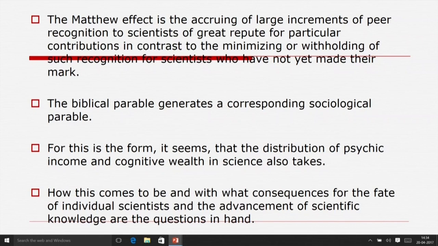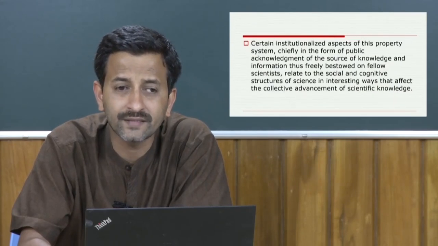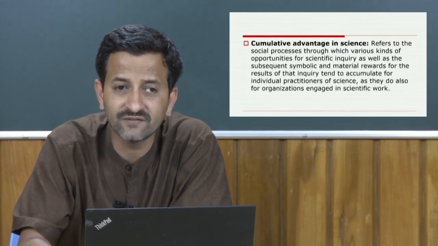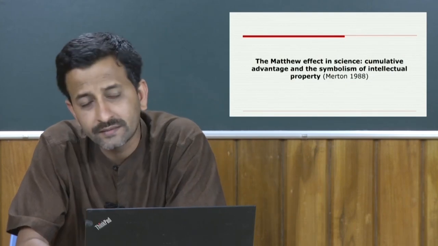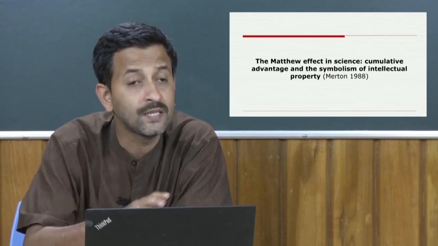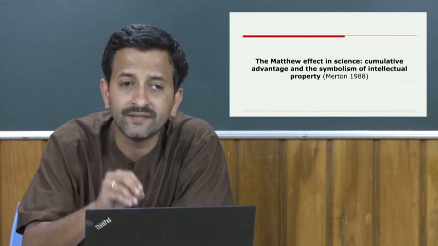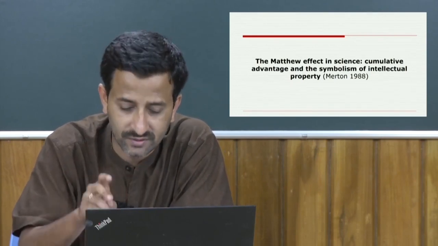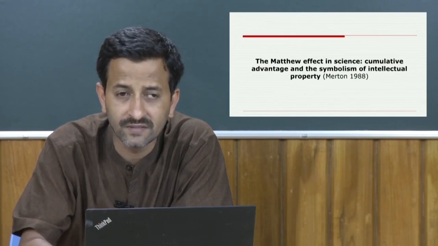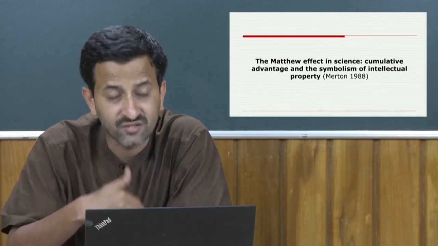Now, what we have discussed till now in these 20-25 minutes is the Matthew effect in the context of cumulative advantage in science, as well as the symbolism of intellectual property, but we have not yet come, at length and in detail, to cumulative advantage and intellectual property in science. We'll come to this point. Partly we have covered cumulative advantage, but we'll come to it in much more detail now.